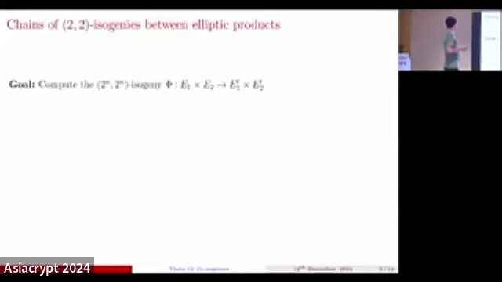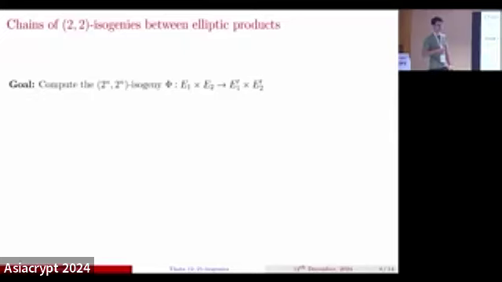So let's talk about the main goal of this paper. The main goal is to compute these (n,n)-isogenies, and specifically n is a power of 2. In particular, we are going to compute (2^n,2^n)-isogenies between elliptic products.